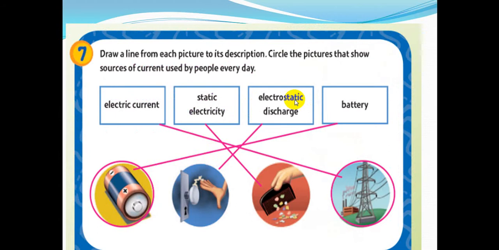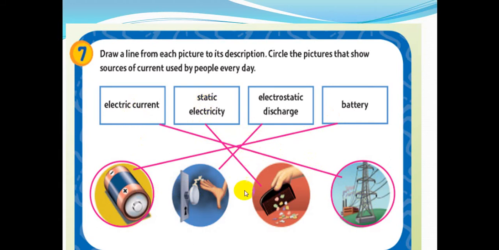The last question, draw a line from each picture to its description and then circle the picture that shows sources of current used by people every day. First one, electric current. Where is the electric current here? You can match electric current with battery or with the energy station. But the battery already has another match here, so the answer is to match it with the energy station.